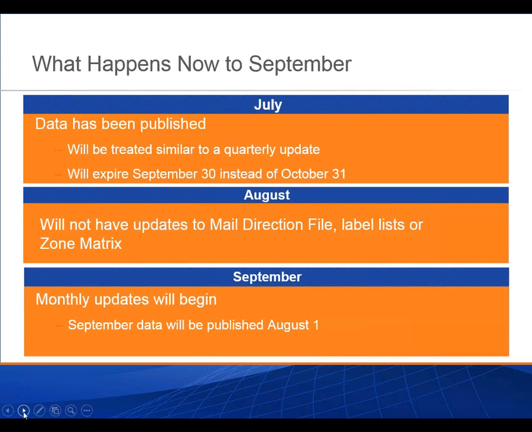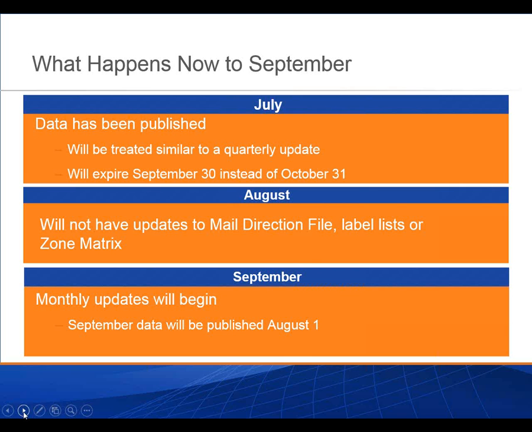What we want to do now is cover what happens once we get into the monthly cycle. We're not quite there yet, so we want to spend a little bit of time talking about what's going to happen from now until September, what I should expect to see, and what's going to be happening. So let's look at the month of July.